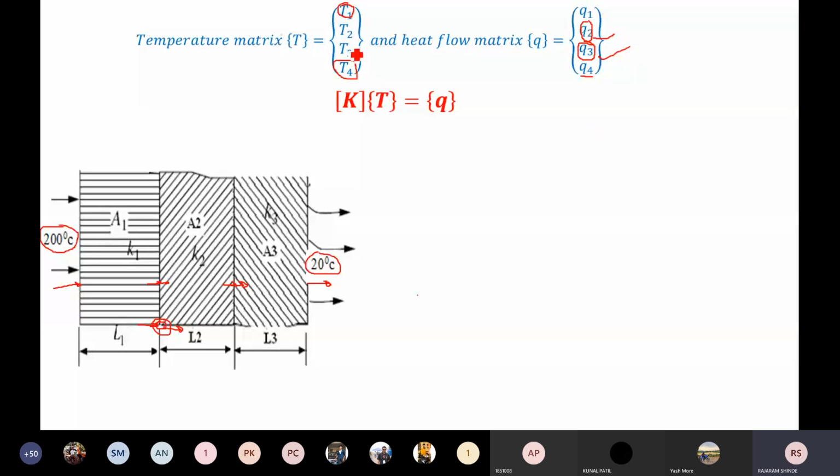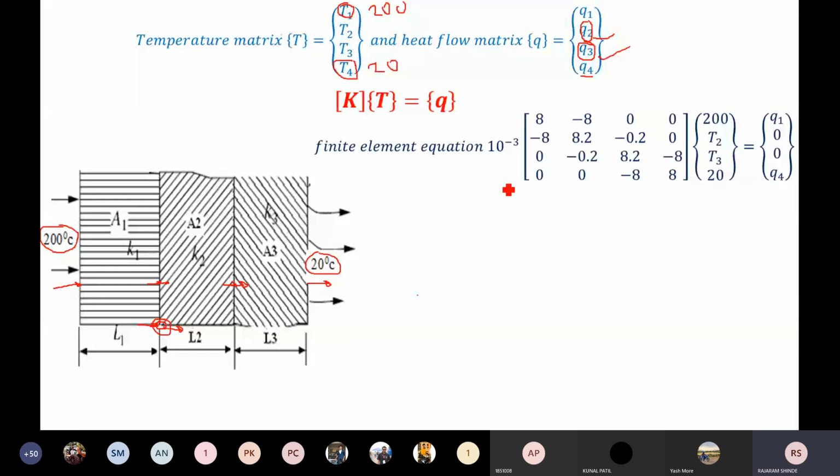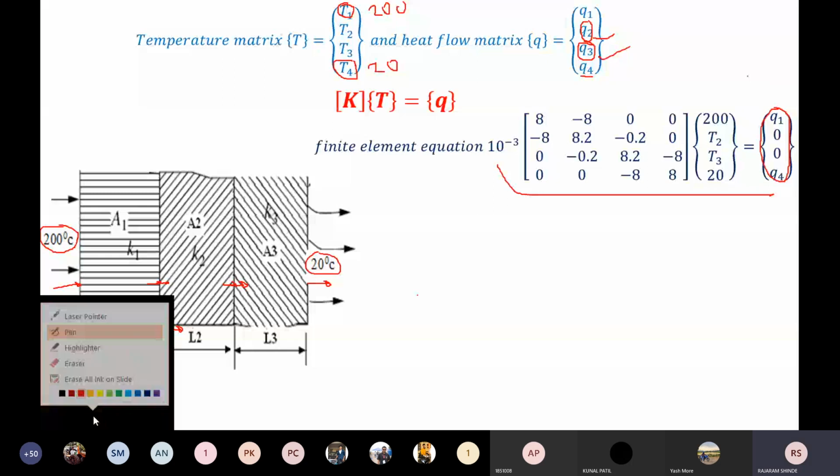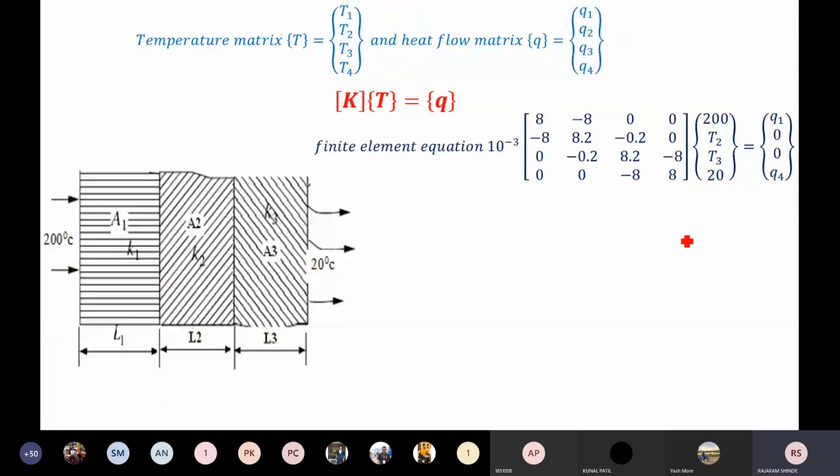Now you have to put the boundary conditions here. Your T1 is 200, T4 is 20, Q2 is 0, and Q3 is 0. By putting those boundary conditions, you write the finite element equation. You see this finite element equation 8. Here this is the stiffness matrix as it is. This is the temperature matrix by putting the boundary conditions, and this is the heat flow matrix by putting boundary conditions. Have you got it? Any doubt in this finite element equation?